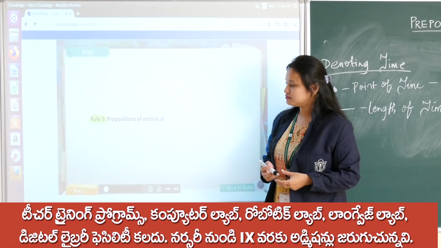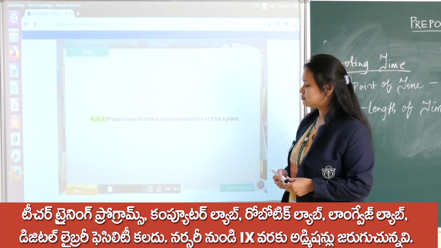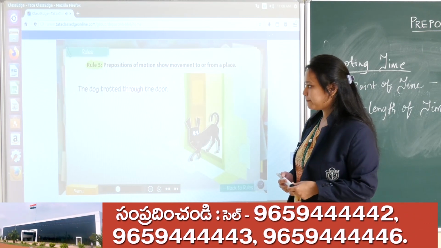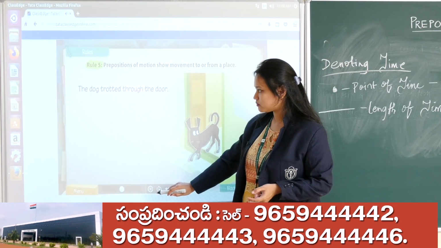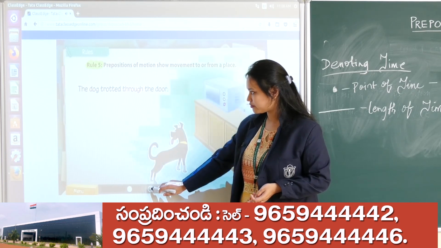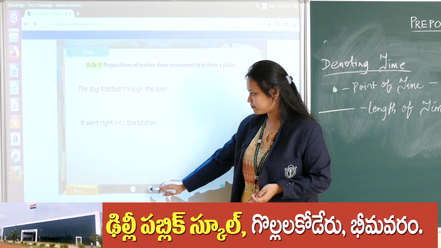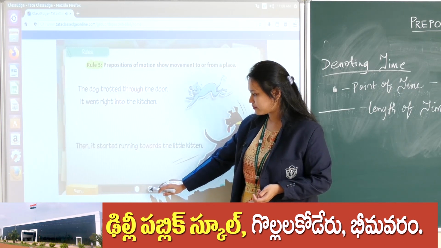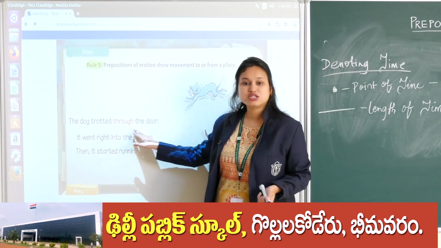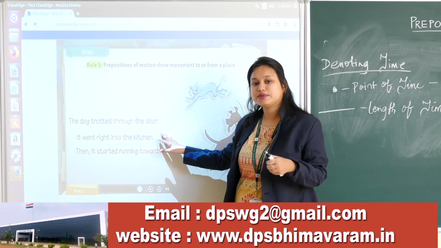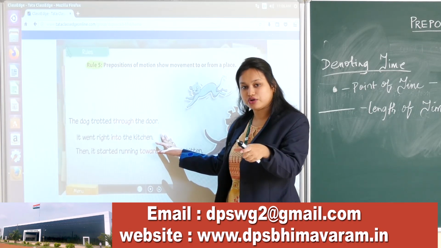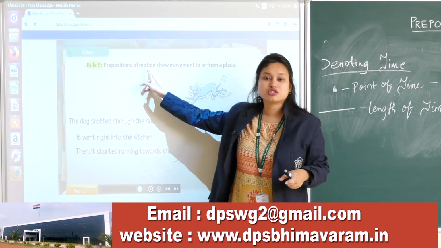Prepositions of motion show movement to or from a place. For instance, the preposition through denotes the movement of the dog through the door. Similarly, into and towards are also prepositions. The dog trotted through the door, or before we saw one example, the ball was thrown out of the window, okay, or the ball went through the window. These are all prepositions of motion.